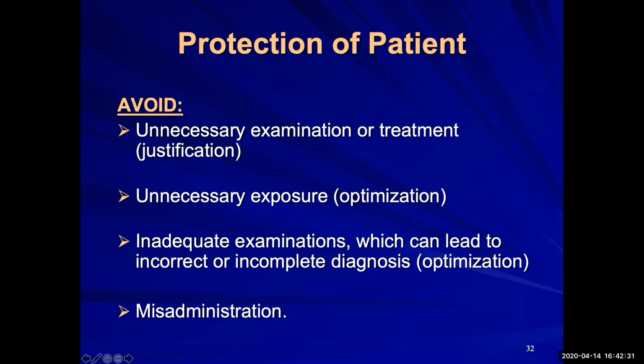Inadequate examination, which can lead to incorrect or incomplete diagnosis, should not be done. So you cannot also reduce the dose to the minimum, because then you say, okay, I need to repeat this scan because the image is not clear. So you have to consider the optimization: give adequate dose, but not too much. Also misadministration, you give the wrong radioisotopes, or you give extravasation or whatever. Misadministration also increases the dose to the patient with no benefit.